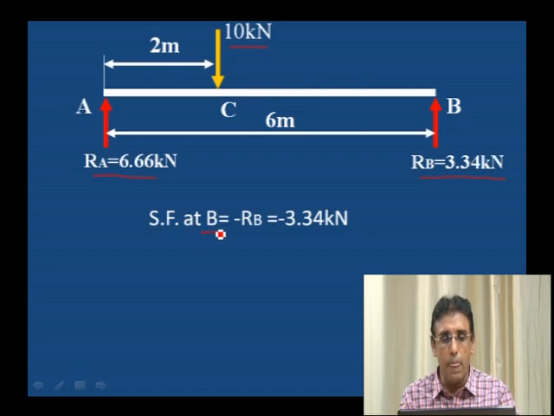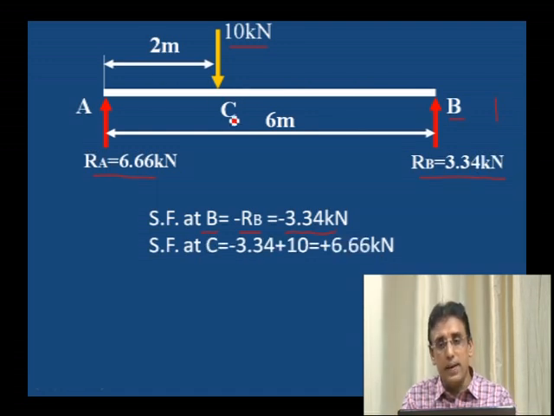Shear force at B, this B point. RB is acting. No other vertical load is there, only the vertical upward RB, which we have to take into account. Here minus 3.34 kilonewton is acting at this point. Why is it minus? Upward force is considered negative, downward force is positive. Therefore, shear force at B is equal to minus 3.34 kilonewton.